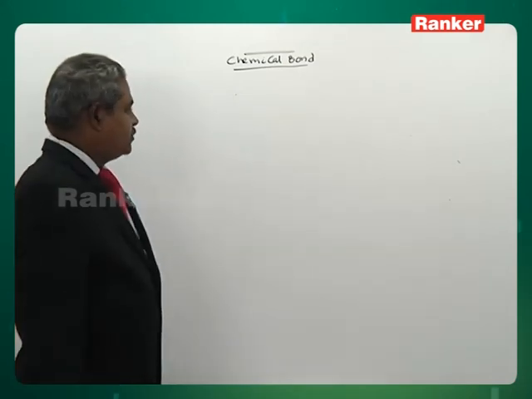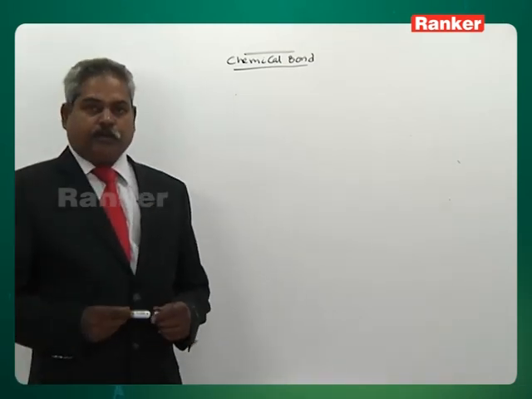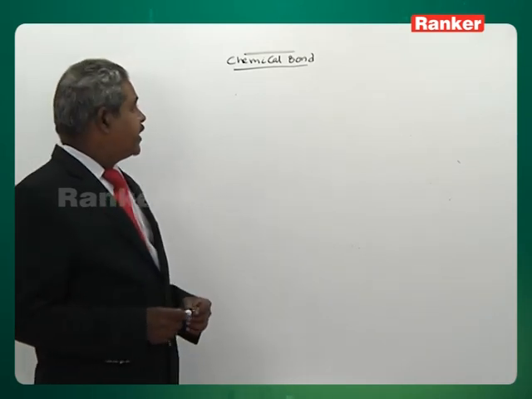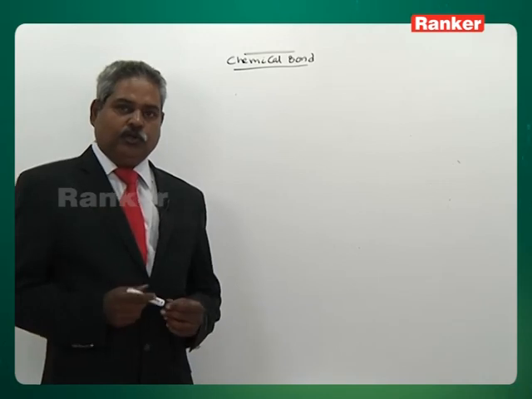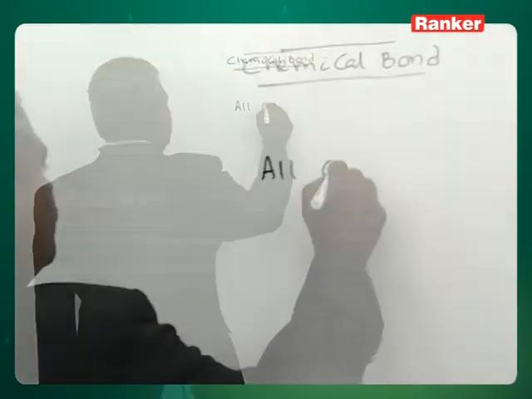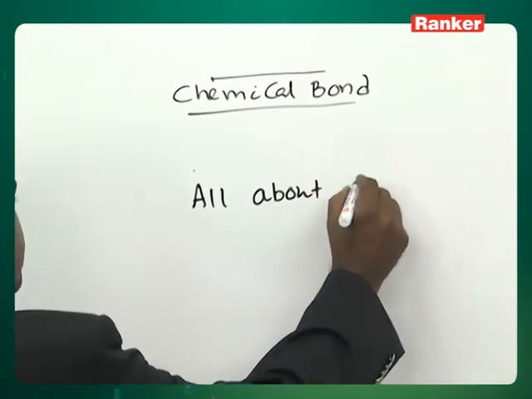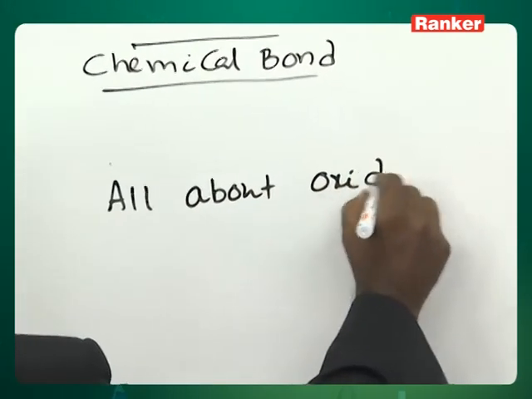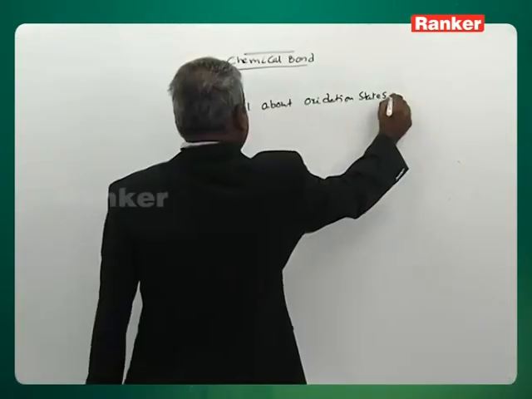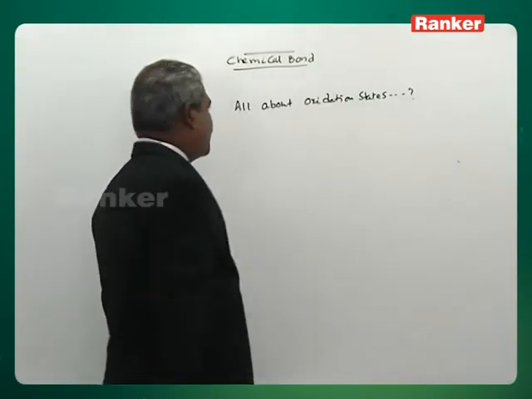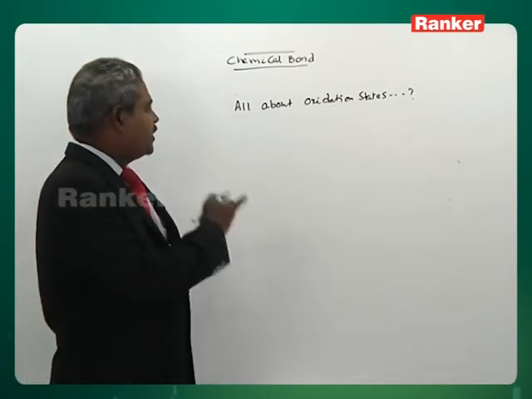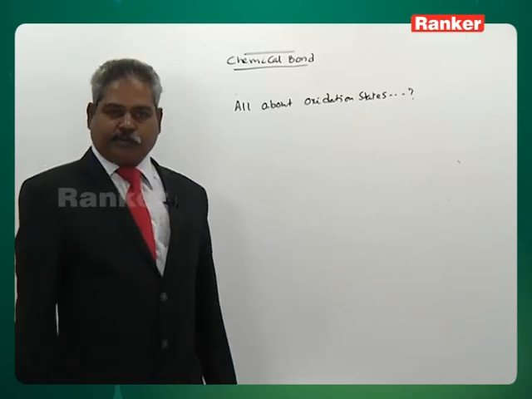Now, the last thing, which involves periodic table and chemical bonding also, is oxidation states. All about oxidation states. Actually, we could have studied this in periodic table itself, but since it involves a little bonding also, I have brought in that here at the end of both the chapters.